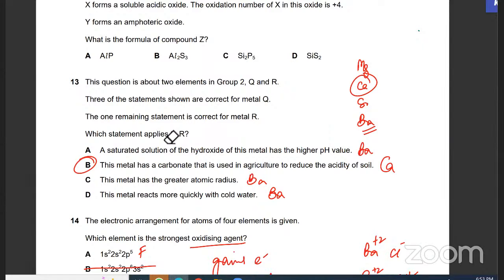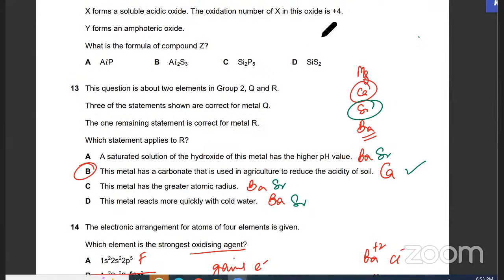Even strontium would have been correct. If I had taken the other metal as strontium, then it would work. The first statement, higher pH value, that would be for strontium. The metal has the greater atomic radius, that would be strontium as well. The metal that reacts more quickly with cold water, that would also be strontium. So the odd one out would still be B. So the way you had to answer was that, no matter what metals you select, the distribution of your answers should be 3:1. 3 statements work for one metal and 1 statement works for the other one. Is that clear?